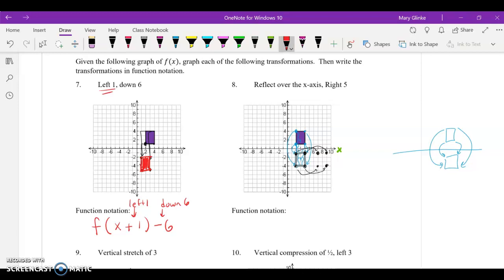So once again, I'm going to take my red marker so I know where my ending one is. This is where my shape is ending. And so now to write this in function notation, the reflection over the x-axis goes out in front. So this here is the reflection. The right 5 goes in the parentheses, but in order to move it right 5, I'm going to write a minus 5, because remember, we always do the opposite with left and right.